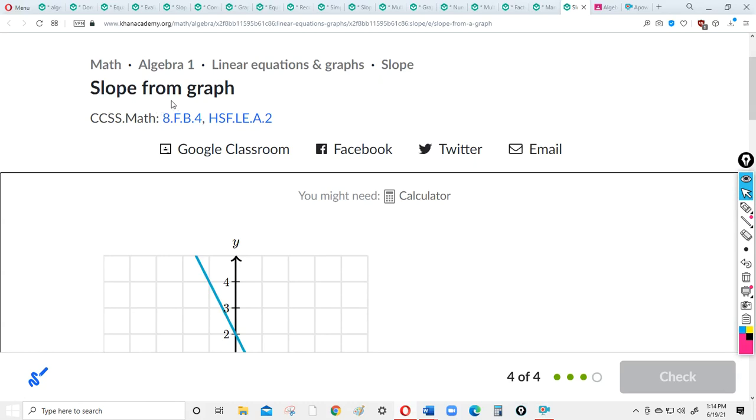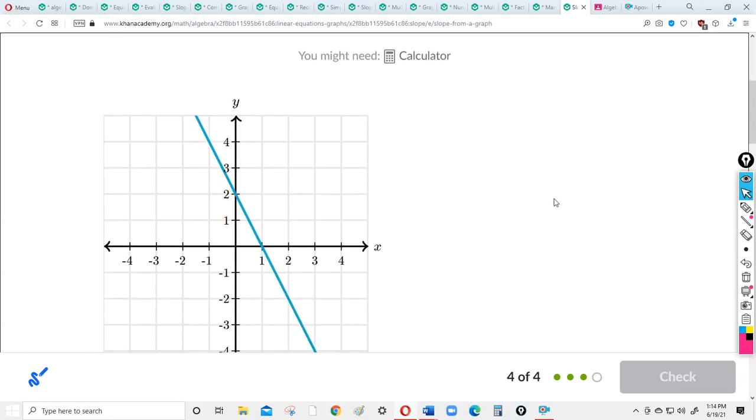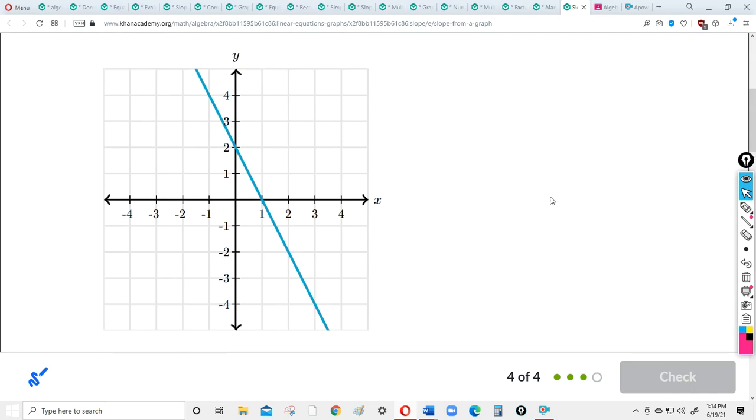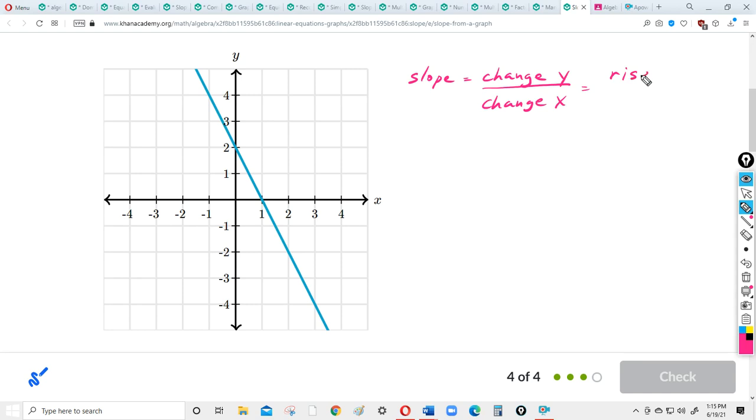This will be for the assignment, slope from graph. Okay, so they're just asking us the slope of the line. Remember the formula for slope. Slope is going to be change in y over change in x. Okay, some like to think of it as rise over run.